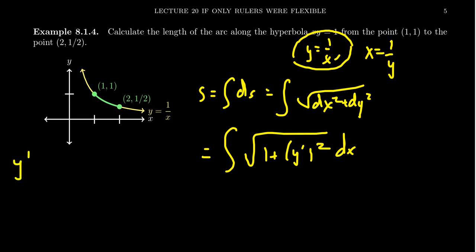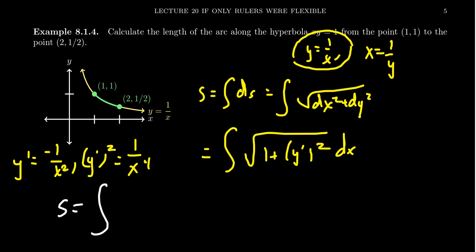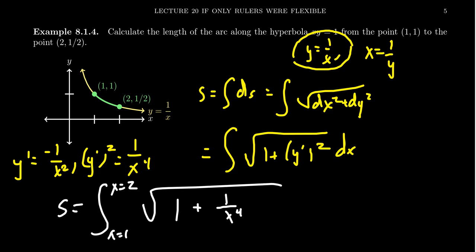Now y prime, by the usual derivative rules, using the power rule right here, is negative 1 over x squared. When you square y prime, you end up with 1 over x to the 4th. So for our arc length integral, s is going to equal the integral from x equals 1 to x equals 2, because we're going to integrate with respect to x, of the square root of 1 plus 1 over x to the 4th dx right here.